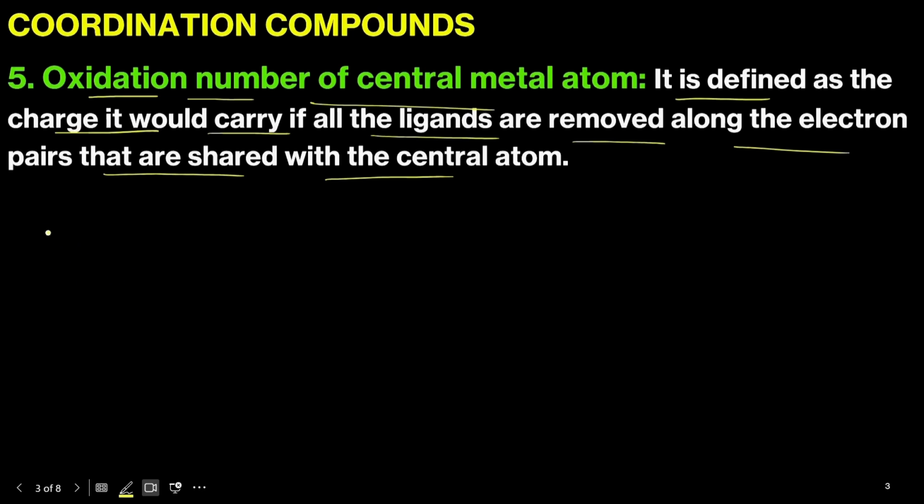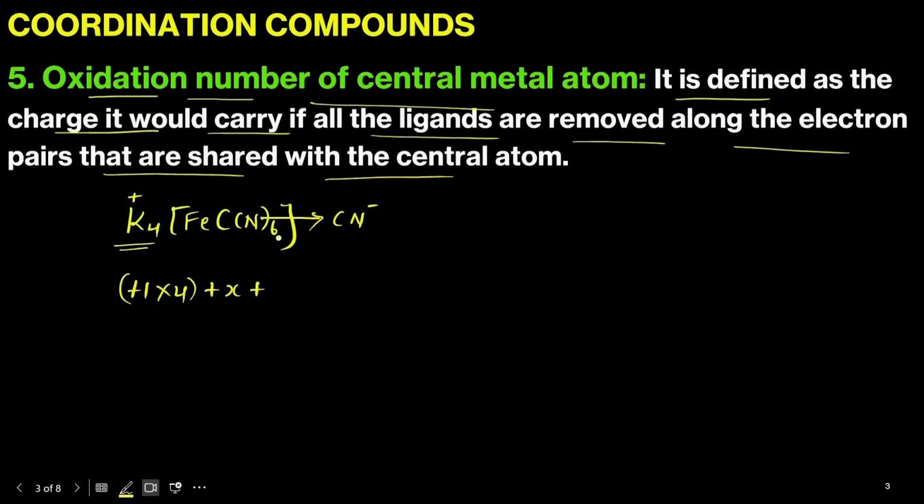We will take an example, that is K4[Fe(CN)6]. So we know that potassium will have a positive charge. Here CN is an anionic ligand, therefore it will have a negative charge on it. Okay. Now plus 1 charge on potassium into 4 because it is present 4 times. Okay. Plus, what is the oxidation number of iron? That is what we are calculating. So let it be X, plus here CN as minus 1 into 6. Okay. It should be equal to 0.